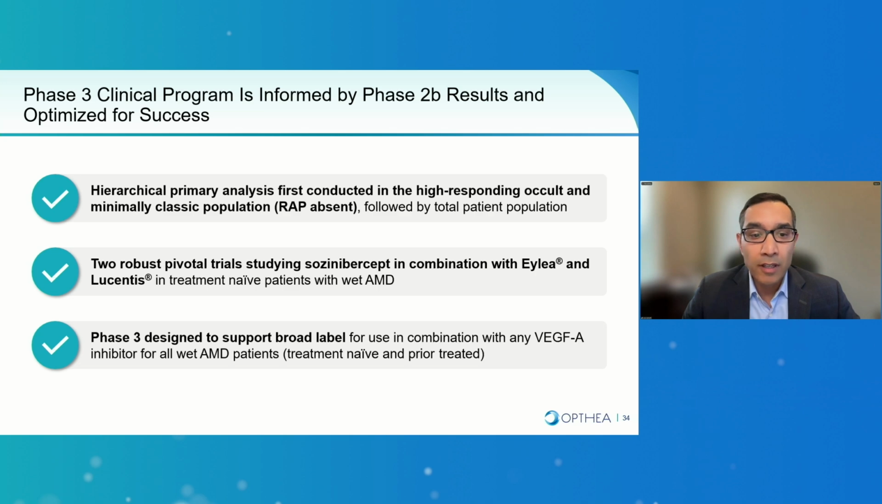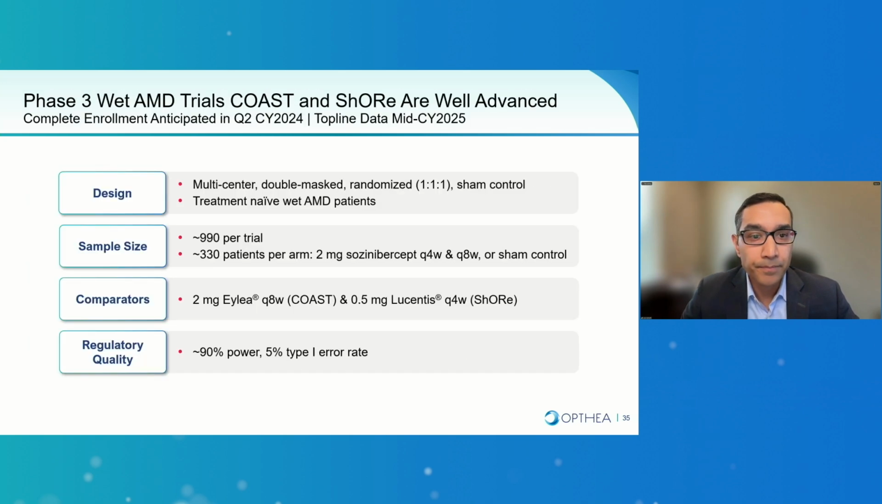These phase 3 studies, as you'll see, are designed to support a broad label for use in combination with really any VEGF-A inhibitor for all wet AMD patients, treatment-naive or previously treated patients. Let's go to the next slide.